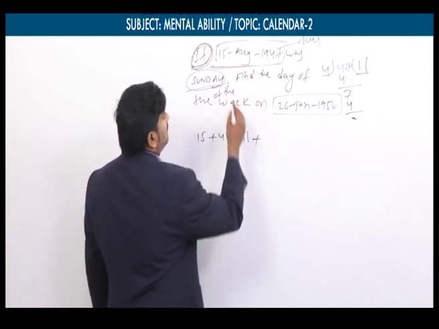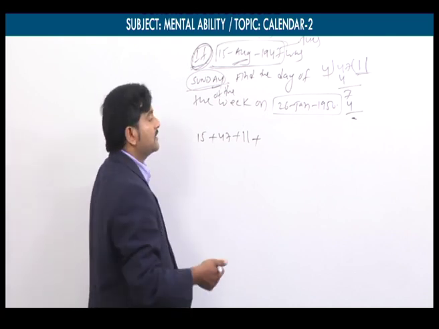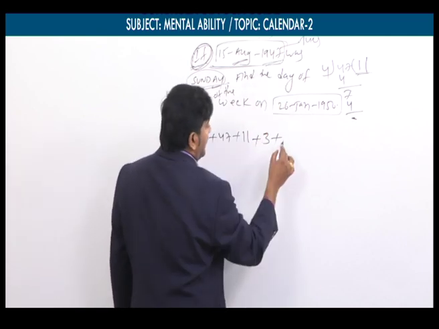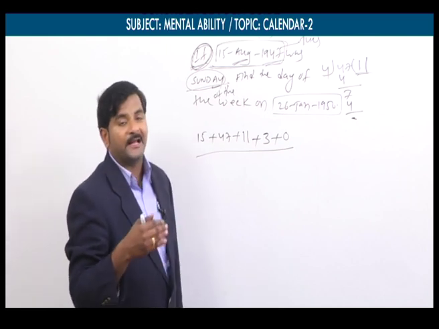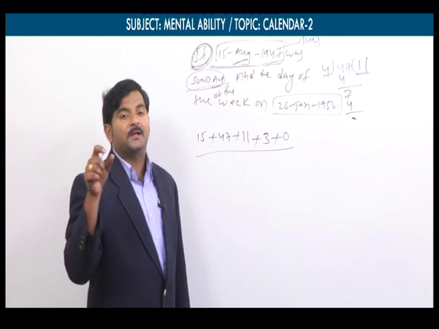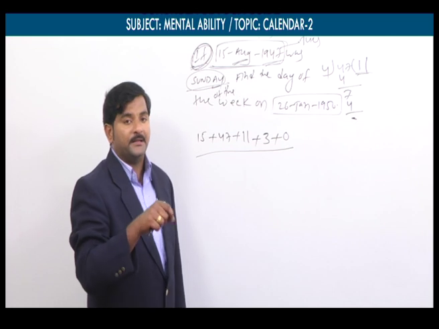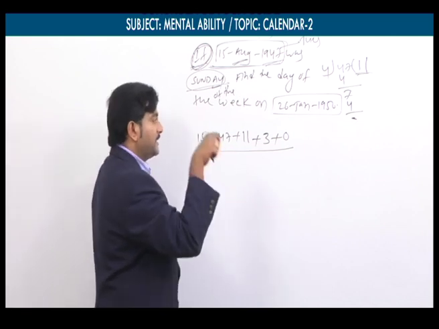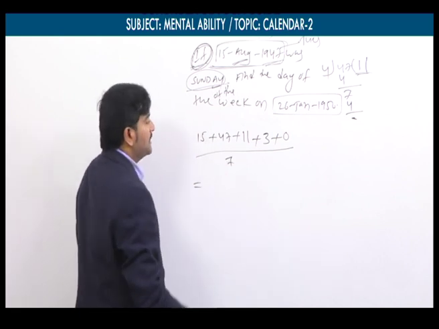Now the month code. What was the given month? August. We already have the codes. According to the codes, the August month code is 3. And the 1947 code is how much here? 0. Because 1947 lies in the century year 1900 to 1999. If any year lies between 1900 and 1999, then that century code, that year code, you can simply take as 0. We already know this. We discussed many problems based on that concept.